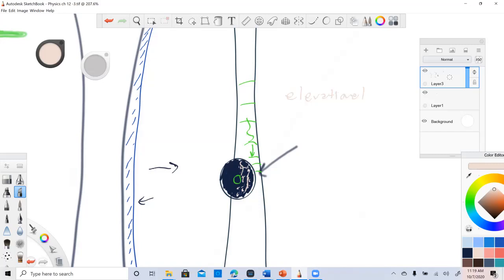Remember, lateral resolution was perpendicular to the beam. Here's your beam. Lateral resolution is kind of the width of the beam, how wide your beam is, so it's perpendicular at an angle to the actual beam.